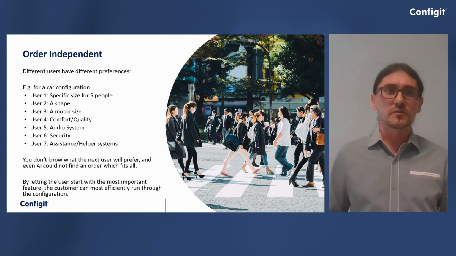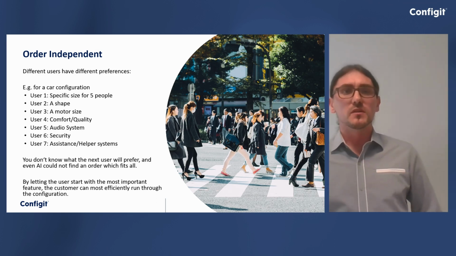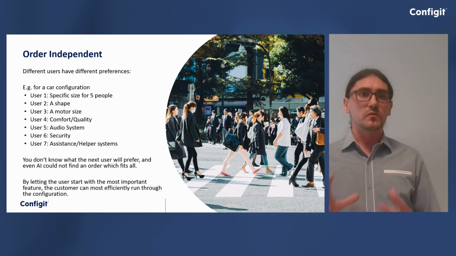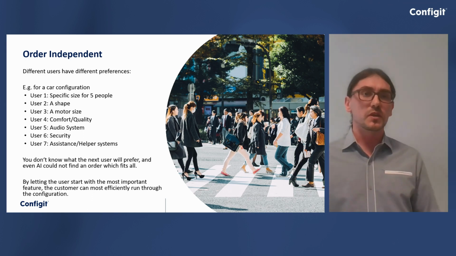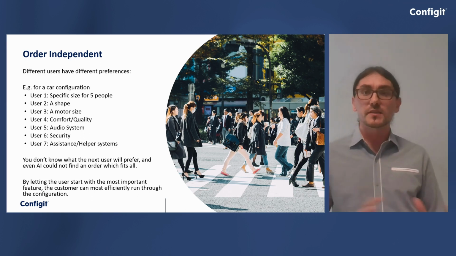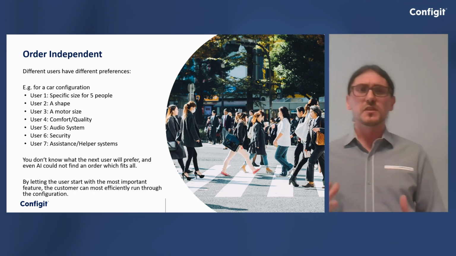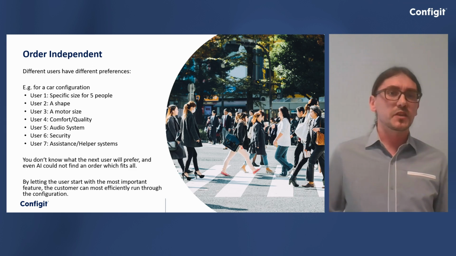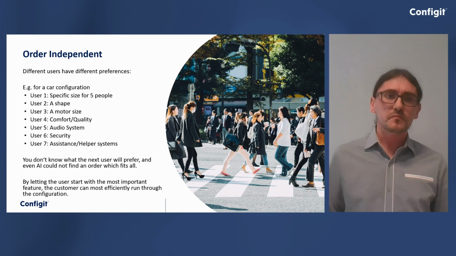So when I would ask you what is the most important thing for a car for you, I'm pretty sure we would get a very distributed view. Because there are users who focus on the motor size, users who need a specific size to carry the whole family. There are users who would like to have a nice audio system or high security or something like that. So every user is somehow different. Even an AI system would maybe have challenges to fit the best order which fits all of them.